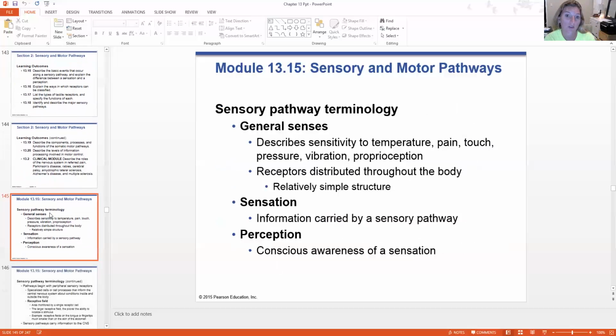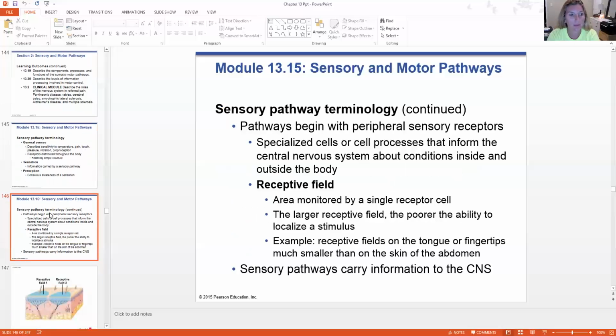There's some terminology that's associated with sensory pathways. You have the general senses. These are the things that do not have a specialized receptor. These are very general and they're felt all over the body: pain, temperature, touch, vibration, proprioception, which is like body position. The receptors are spread everywhere and they're relatively simple. Sensation is the information that's carried through that sensory pathway, and then perception is our conscious awareness. So what we're actually perceiving is a very small percentage of the information that's actually coming in, and that's all regulated by the thalamus.